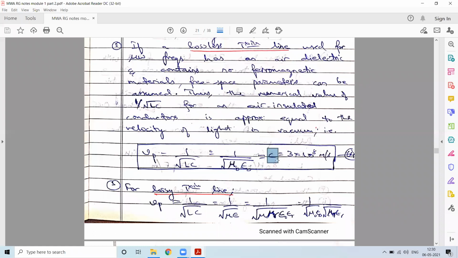So this is with respect to the lossless transmission line. Under this condition, remember c is equal to 1 by square root of mu naught into epsilon naught. Now, if it is a lossy line, this equation holds as it is. That is Vp is equal to 1 by square root of LC, and this will include the relative permeability and permittivity. So in this case, it will be 1 by square root of mu into epsilon, where mu is equal to the product of mu naught.